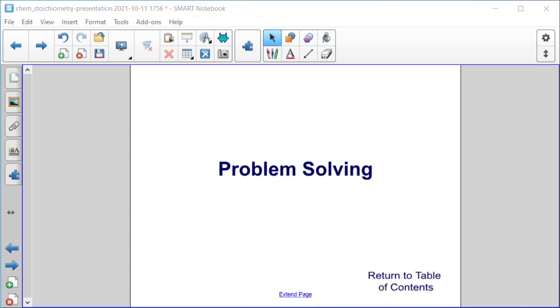All right, now that we have a pretty firm foundation of stoichiometry and how to solve different types of problems, we're going to combine all that and solve some bigger AP style problems in this next problem solving section.